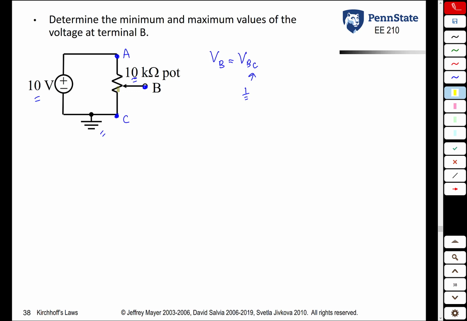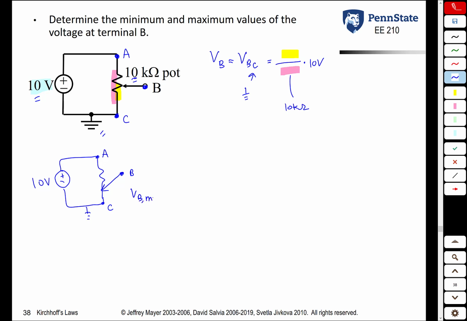So what is that going to be? The voltage at B is going to be a ratio of this resistance over the total resistance times the total voltage. So it's going to be whatever this resistance is divided by whatever the total resistance is times 10 volts. And of course the total resistance, we know, is 10 kiloohms. So let's think about the minimum and maximum. One extreme is when the wiper blade is all the way to the bottom. When the wiper blade is all the way down here, here's terminal A, there's B, and there's C, it's pretty easy to see that the minimum value of VB is just going to be 0 volts because that terminal is connected directly to ground that way.